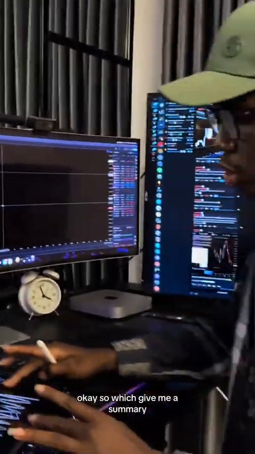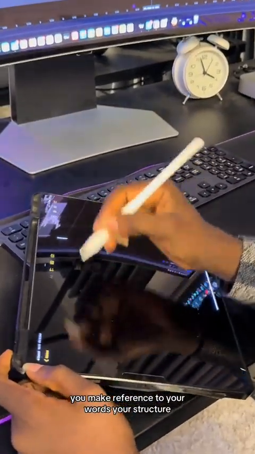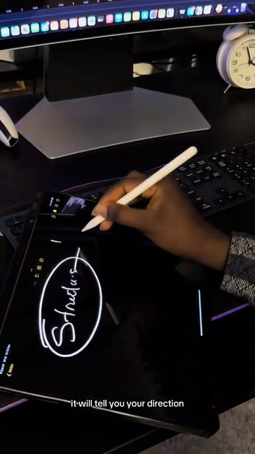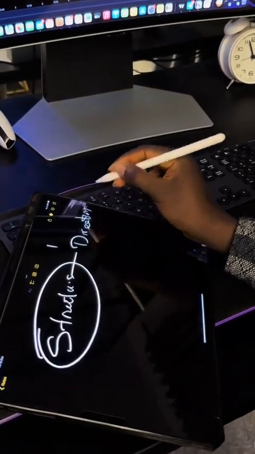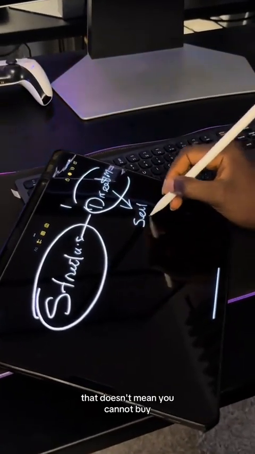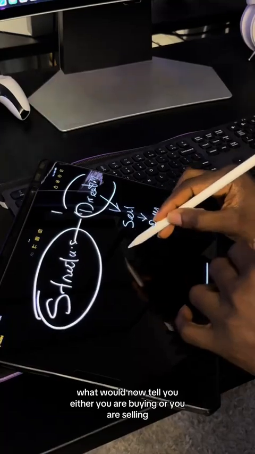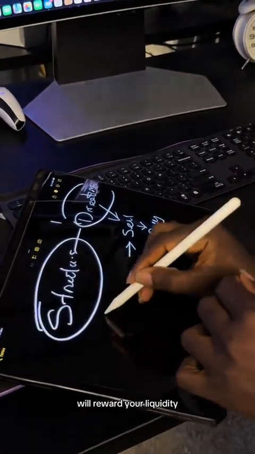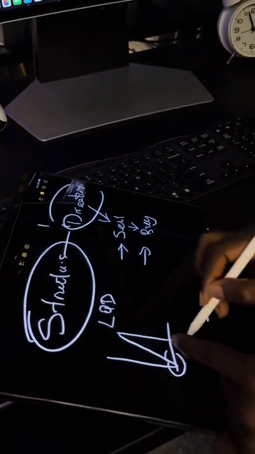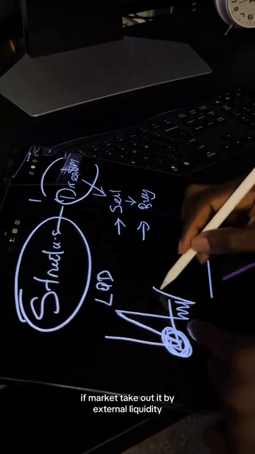Okay, so this gives me a summary that when it comes to your top-down analysis, you make reference to your what? Your structure. Once you get your structure, it will tell you your direction. But you always know that even despite the fact you know your direction, if your direction is a sell, that doesn't mean you cannot buy. So after getting your structure, what will now tell you whether you are buying or selling will be what? Your liquidity. Because if a market takes out a buy-side liquidity, then you're looking to buy. If the market takes out a buy external liquidity, then you're looking to buy.